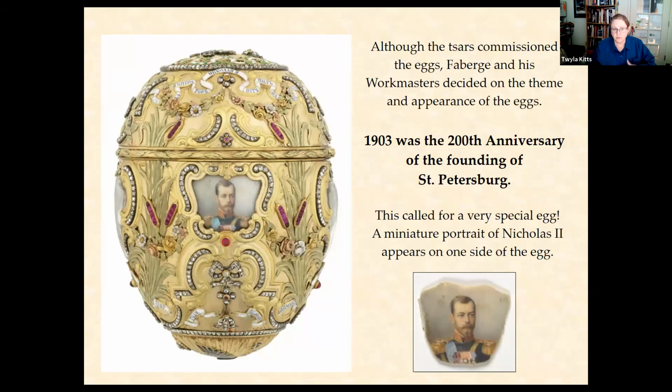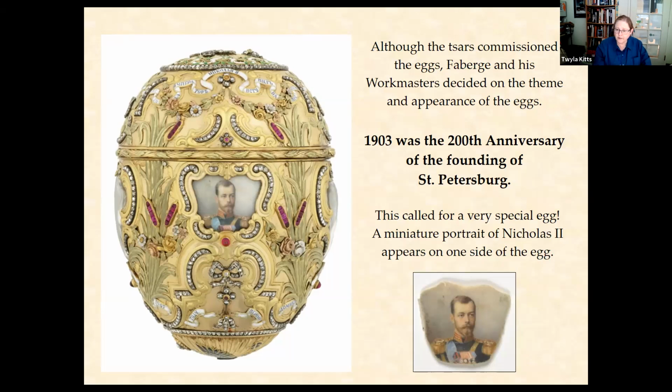And of course, his son, Nicholas, continued that, but he gave them both to his wife and his mother each year. So now the czars are commissioning the egg, but it's actually Fabergé and his workmasters who decide on the theme and appearance of the eggs, although sometimes they had sort of advisors who were part of the imperial family to give them a hint about what might work out well. But for 1903, it was the 200th anniversary of the founding of St. Petersburg. So Fabergé really felt like he needed to pull out all the stops.